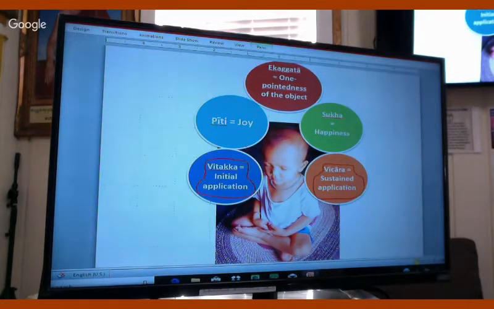And then Piti, joy, or interest, and then Sukha, happiness. This kind of happiness is mental happiness, not physical. And then Ekaggata, one-pointedness, or Samadhi by another name. Ekaggata and Samadhi are the same.